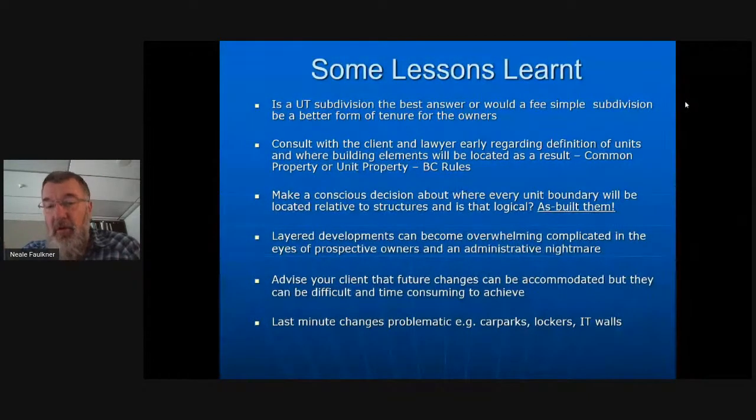Additions of lockers, etc. is a classic example of changes happening at the last minute, adding and taking away PUs and AUs. IT walls, that's the example I gave. Just as-build your unit boundaries before you finalise your plan and lodge it, to make sure that what was proposed is what is there at the end of the day.